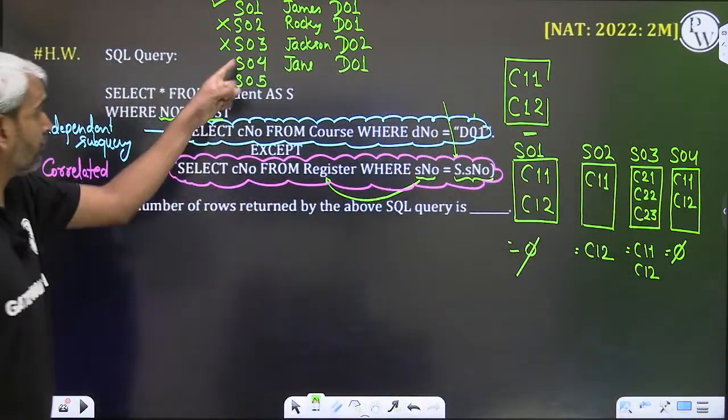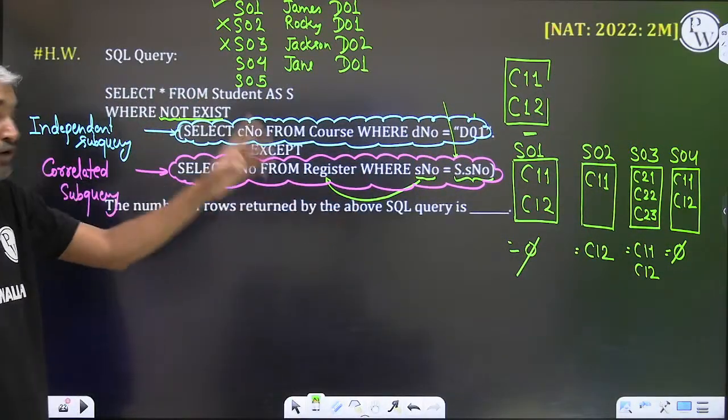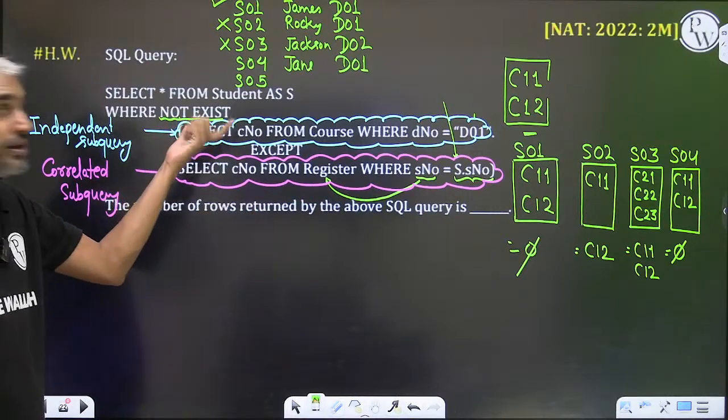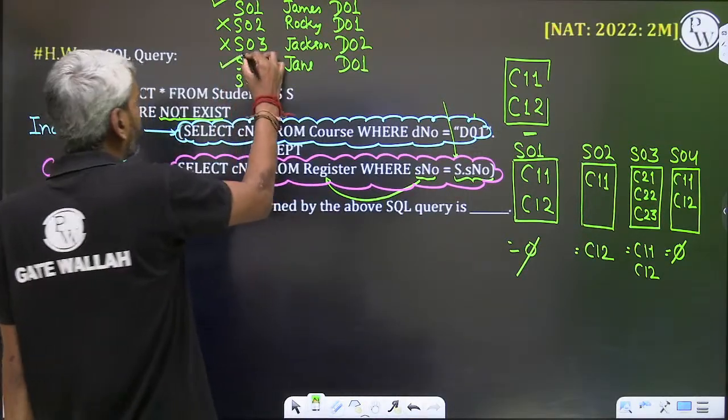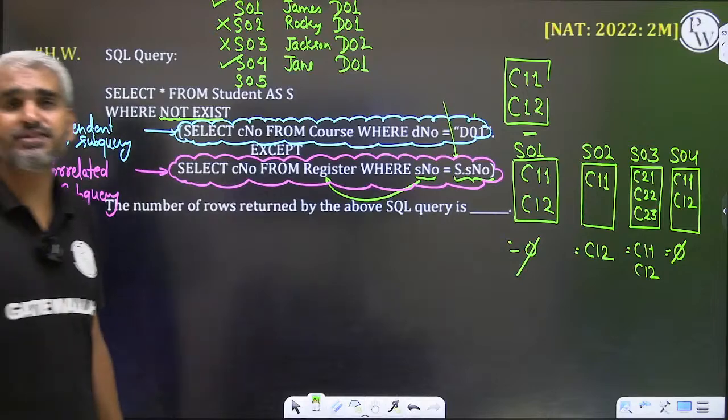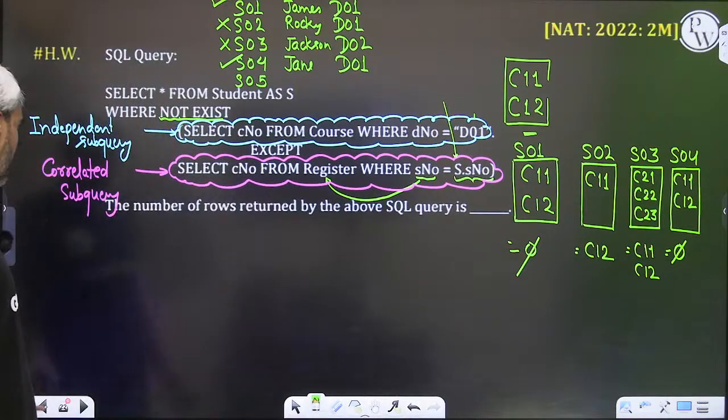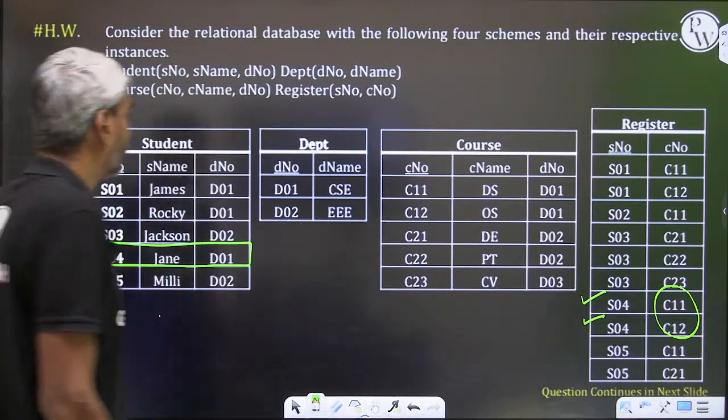Again, with respect to the fourth tuple, the inner query result is empty, therefore exists will return false, but not exists will return true. Therefore, the fourth tuple of the student table will be selected. The fourth tuple of the student table will be selected. For example, Millie D02.